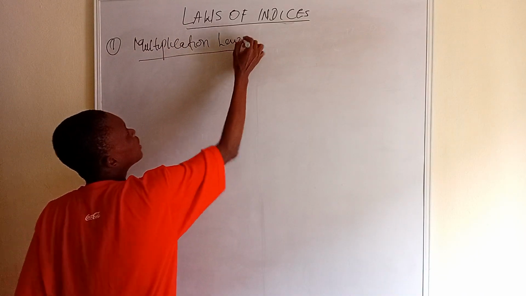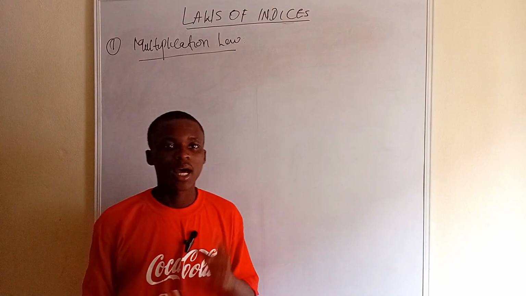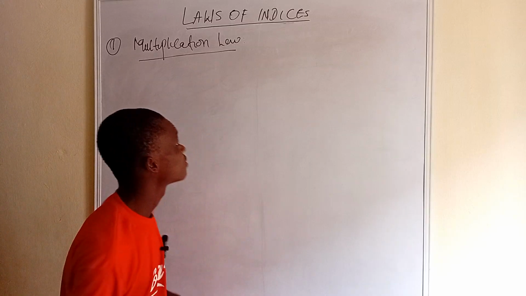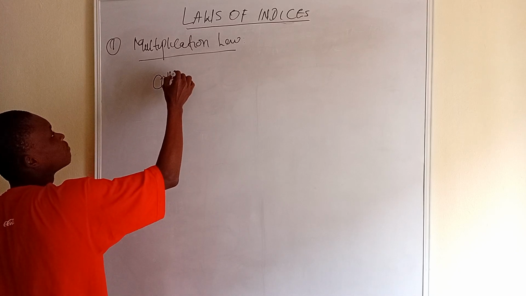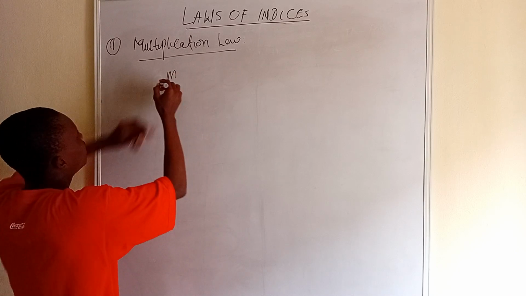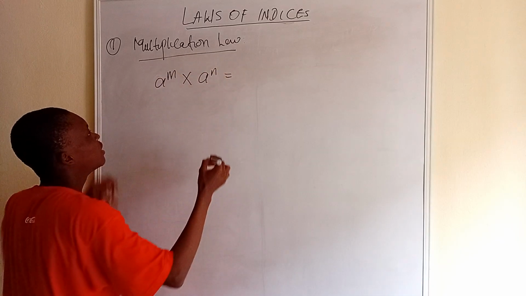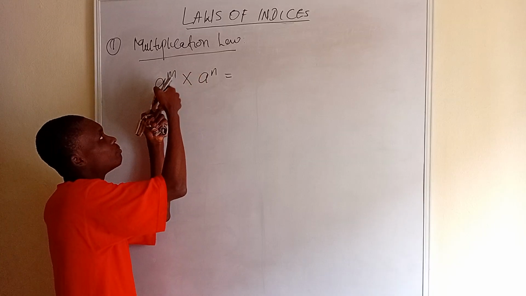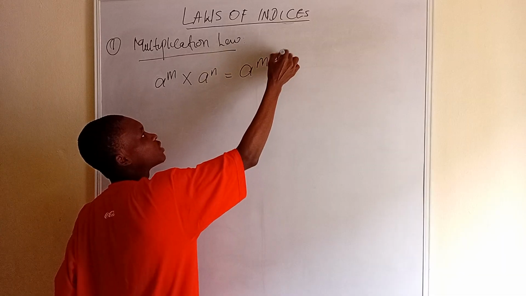Now, the multiplication law states that whenever we are multiplying and the two bases are the same, we take one of the base and add the powers. Clearly, if we have a to power m times a to power n, the law says if we are multiplying and the two bases are the same, we take one of the base and add the powers. So clearly we have a to power m plus n.